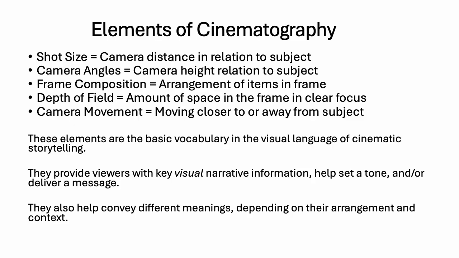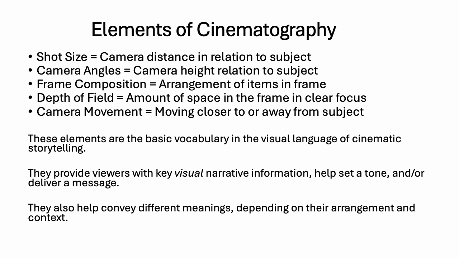Let's now take a look at the different elements of cinematography. We'll start with shot size. Now, shot size is defined as the camera distance in relation to the subject. Camera angles refer to the camera height in relation to the subject. Frame compositions refer to the arrangement of items in the frame. Depth of field refers to the amount of space in the frame in clear focus.